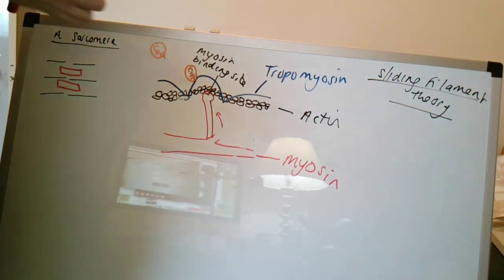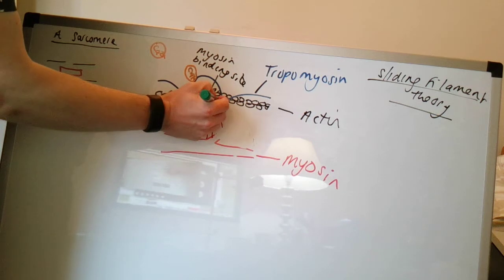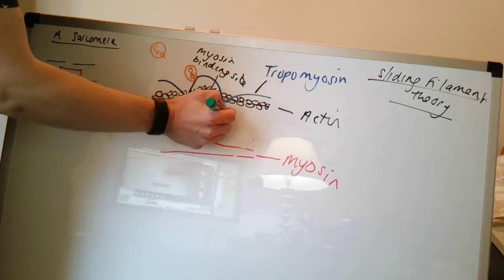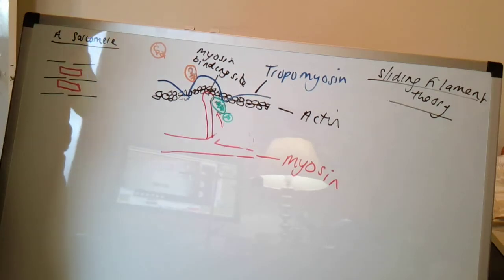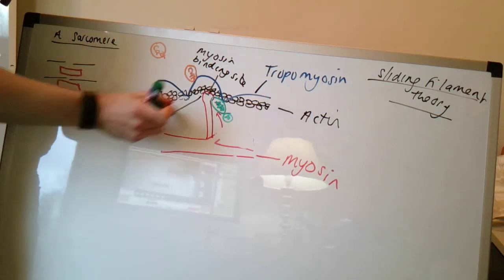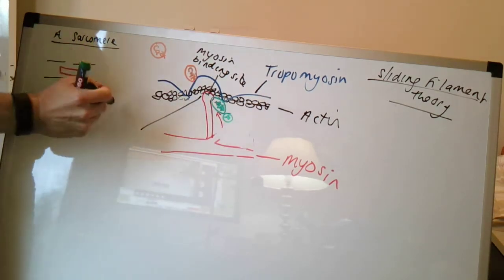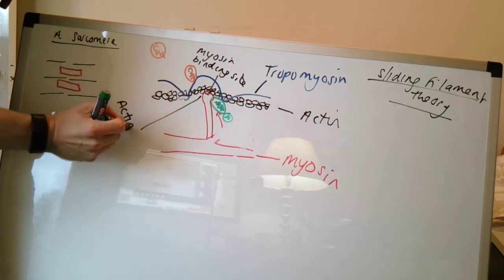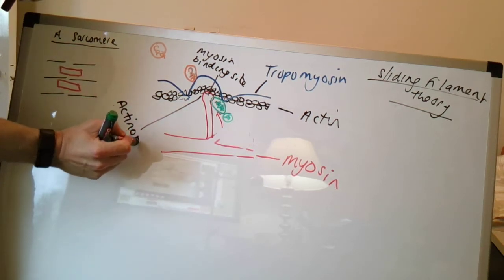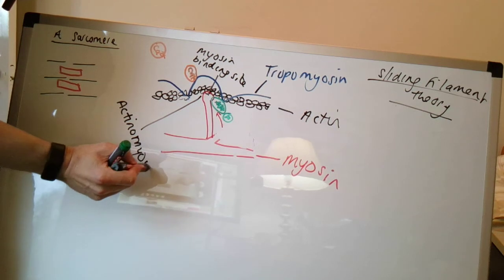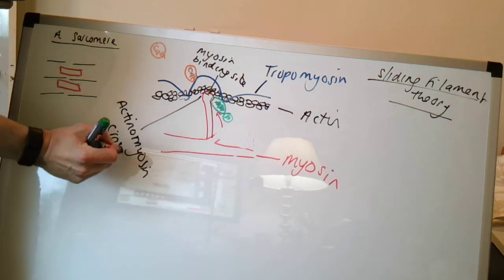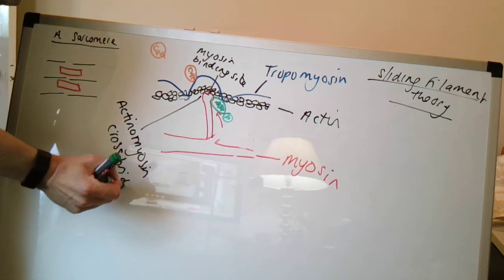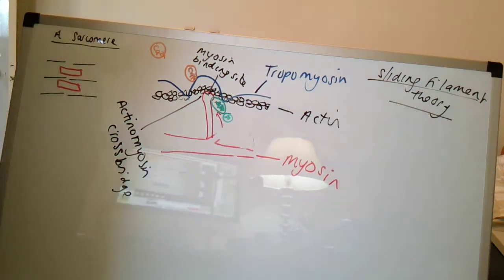And what that then forms, and this is a really important point in your mark scheme, is an actinomyosin cross bridge. So this temporary structure where the myosin head is physically joined to the actin filament, it's called an actinomyosin cross bridge. It's only a very temporary structure, but that's its actual name, actinomyosin cross bridge.